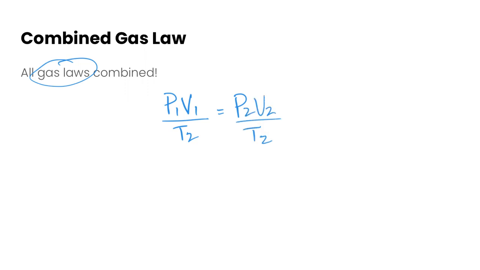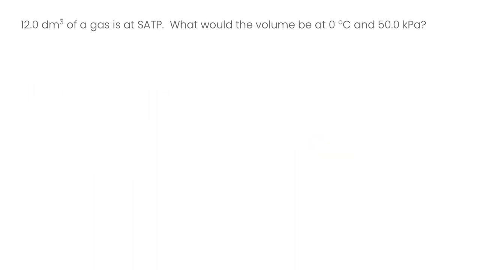The ones represent our initial conditions, and then our twos all represent the final conditions. So if we have pressure, volume, and temperature changing, we can still solve problems involving those scenarios. Let's then take a look at an example.